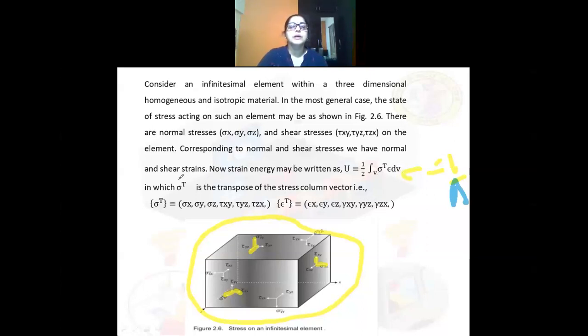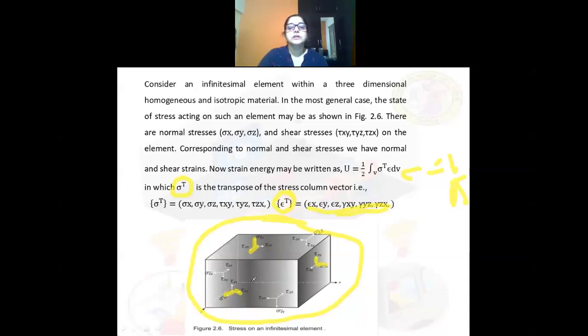Here sigma transpose represents normal stress along x direction, y direction, z direction, as well as shear stress along xy direction, shear stress along yz direction, and shear stress along zx direction. Similarly, epsilon transpose, that is strain transpose, is equal to what? Strain along x, y, z, then shear strain gamma xy, gamma yz, and gamma zx. So that is what's shown here.